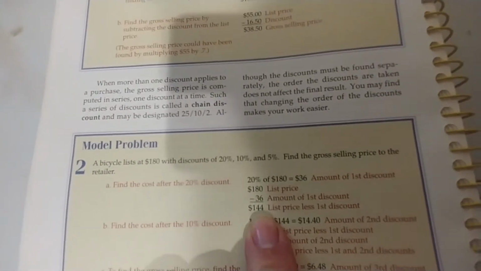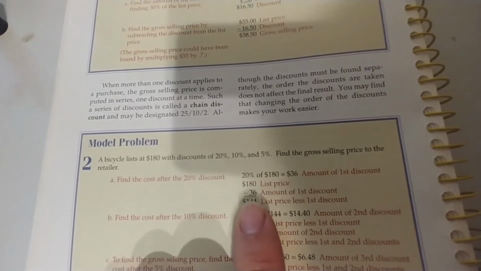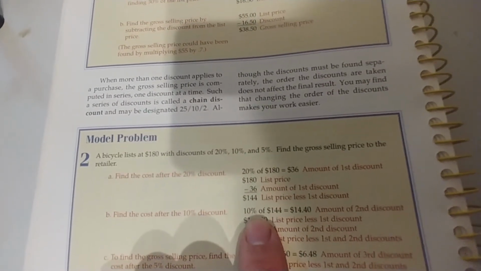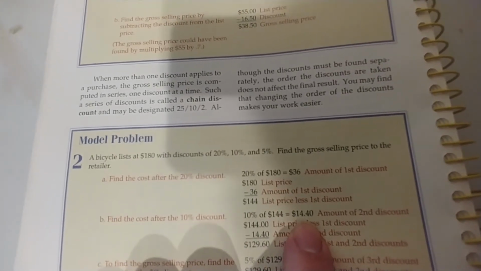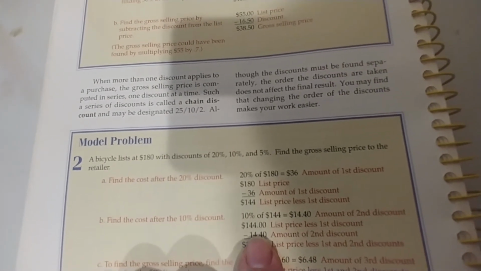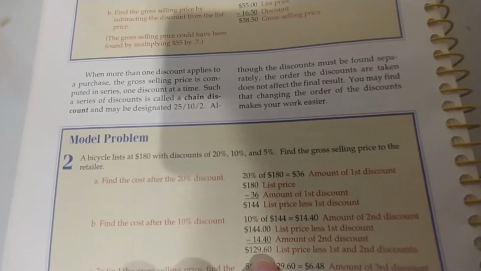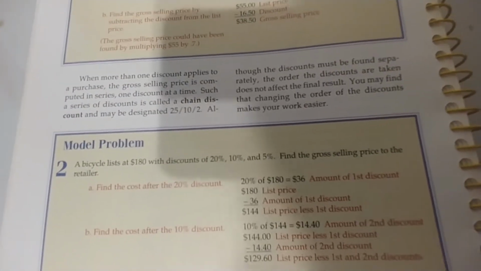That's the first discount. That's the 20. All right. Then you take that 144 and you apply a 10%. So 10% of 144 equals 14.40. So you take 144 minus 14.40. That's 129.60. That's the second discount.